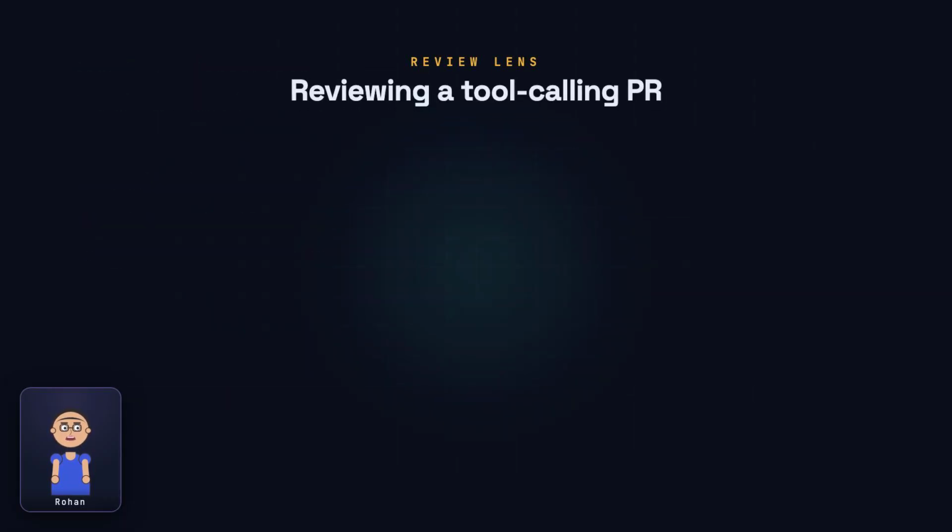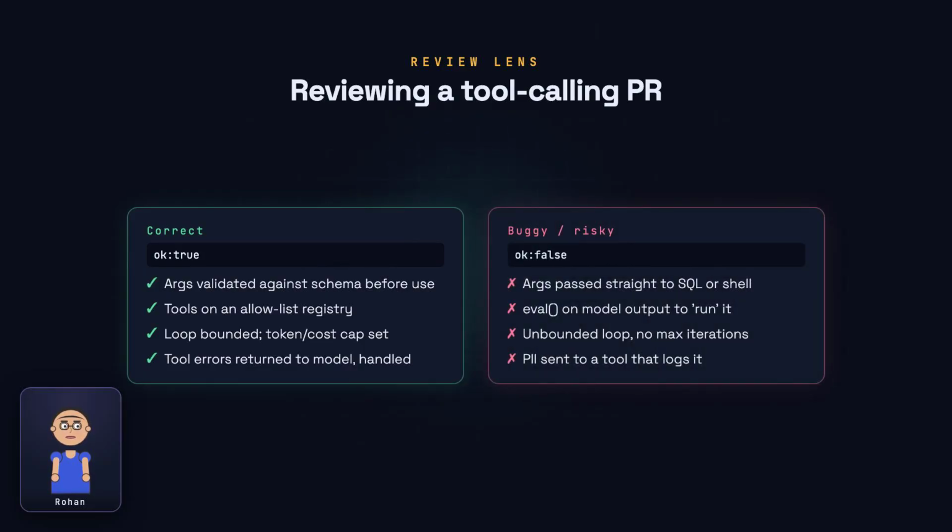Use this as your review lens. On the left, correct. Arguments validated, tools on an allow list, the loop bounded with a cost cap, and tool errors fed back cleanly. On the right, the red flags: arguments dropped straight into SQL or a shell, eval on model output, an unbounded loop, or sensitive data leaking into a chatty tool. If you see the right column, request changes.